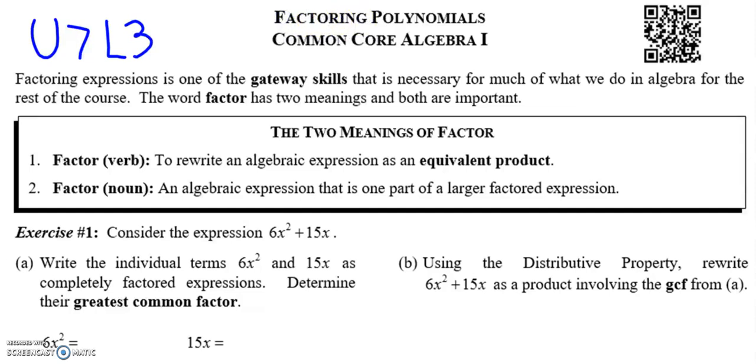So here are some different meanings of factor. The first one's a verb. When we say to factor something, it's to write an algebraic expression in equivalent products. So I can give you a really quick example. If I said 10, that's an expression, I could rewrite this as 2 times 5. So that is, I rewrote it as equivalent product.